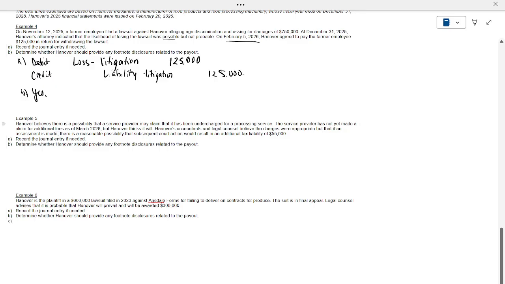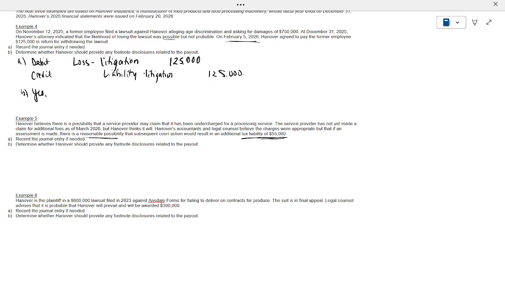Example 5: Hanover believes there's a possibility that a service provider may claim that it has been undercharged for a processing service. Okay, so this is someone that is doing business with us that we are not allowing to make as much as they should make. They have not made a claim for additional fees as of March 26th, but the company thinks that it will. The company's accountants and legal counsel believe the charges were appropriate, but if an assessment is made, there's a reasonable possibility that our company would have to owe more taxes. So it's reasonably possible that we, Hanover, are going to have to pay out $55,000.